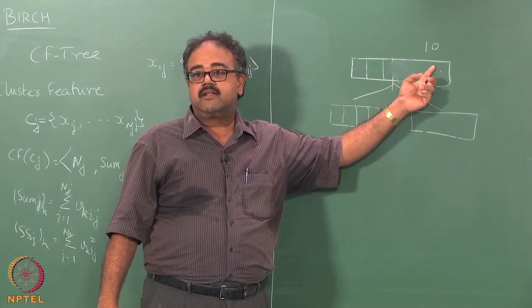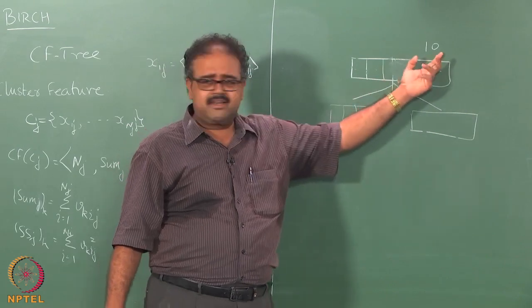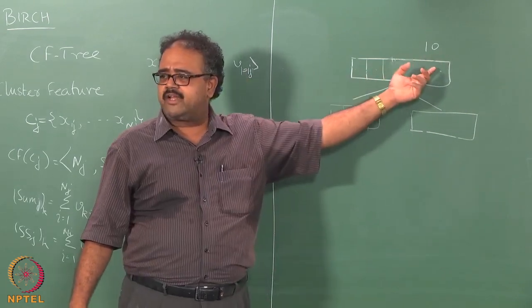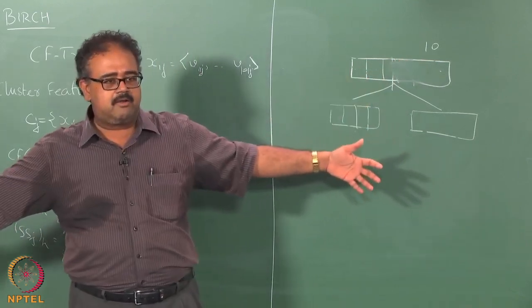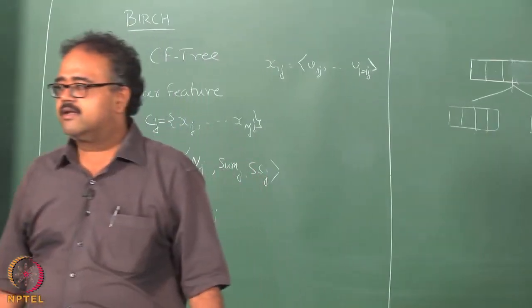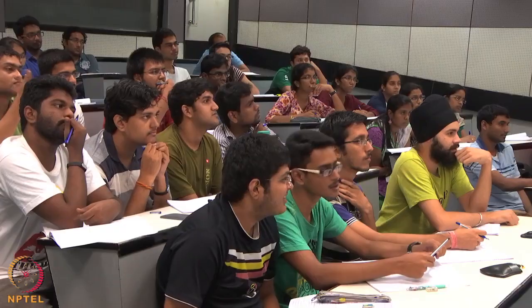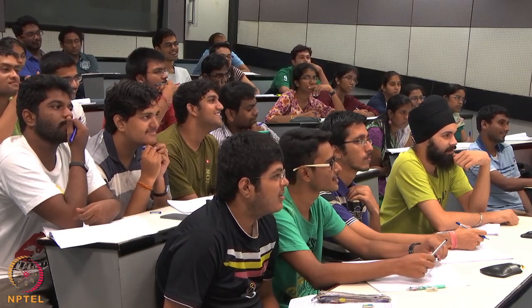Which is better? It's not bad, it's like 10, right? I mean, I have space to store 10 CF features there, right? So I could either make it broad branching, or I could make it deep. Which is better? Broad is better.